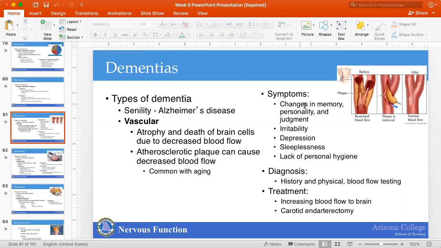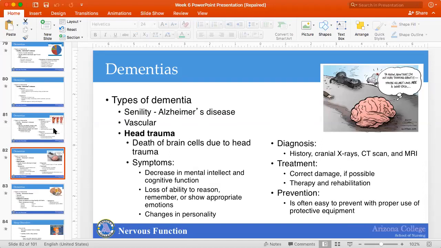Symptoms: changes in memory, personality, and judgment. See some of the other ones. Diagnosis: history and physical, blood flow testing. And you can see here that the plaque can be removed through surgery, through this carotid endarterectomy, and so that would be effective if it's caught early enough. It depends on when they catch it, and depending on how much damage has already been done.